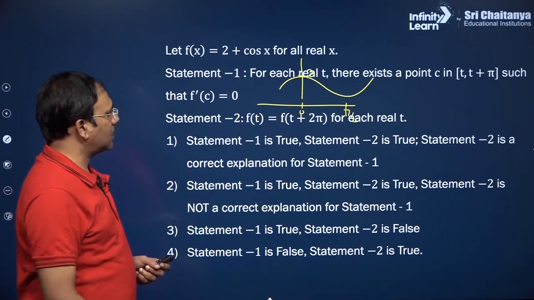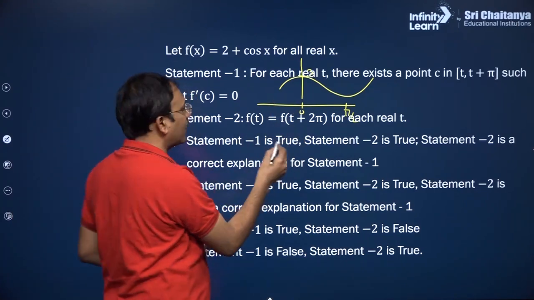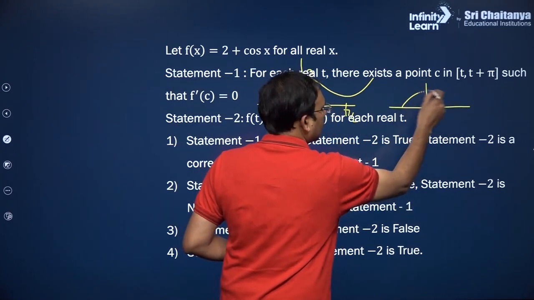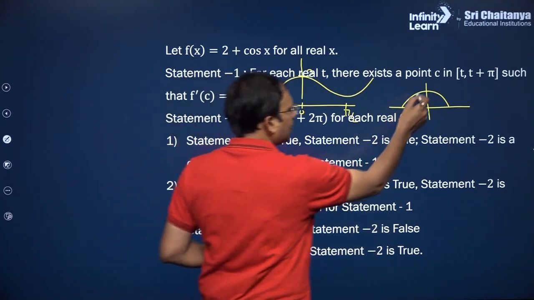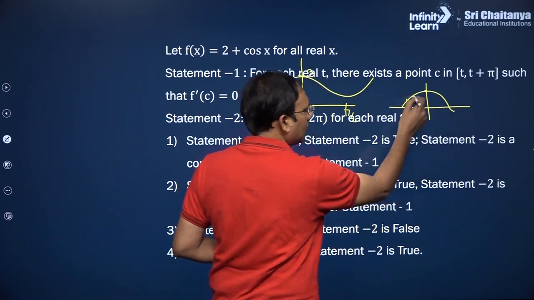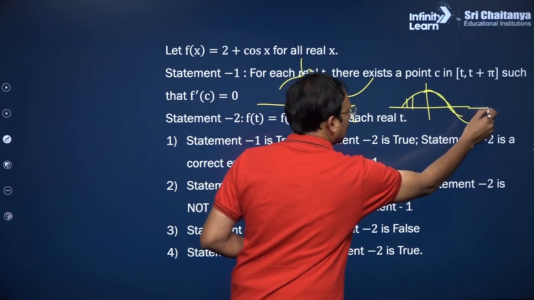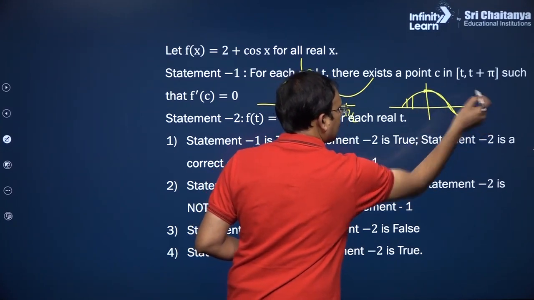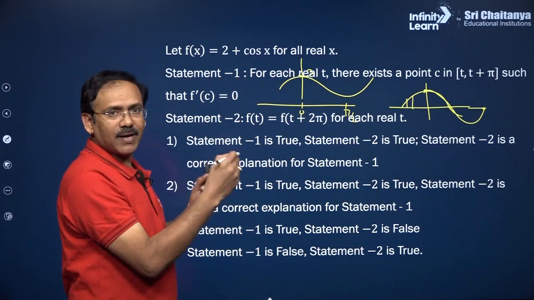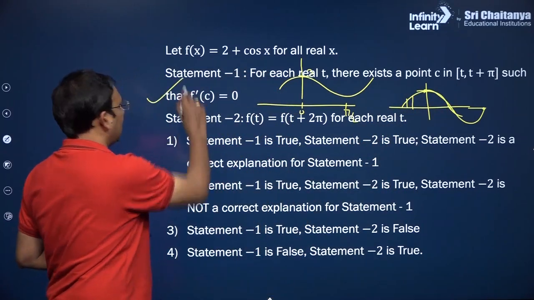So one thing I can say, if you start at any point in an interval of 2 pi, somewhere the curve turns. Suppose you take the cos x graph from minus pi by 2 to pi by 2, here it is 0. If you move t distance here, it also gets t distance here. If you move t more, it will be the same. Suppose you come here, it comes like this. So the derivative will be 0 here. So you take any closed interval of length pi, there exists a point where the derivative becomes 0. So this statement is absolutely correct.